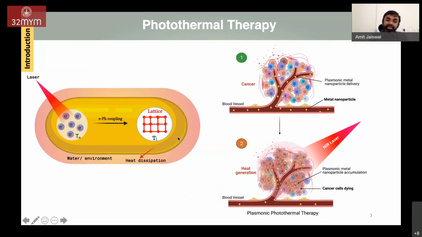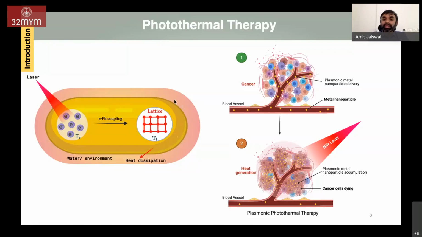As we know, when we prepare a nanoparticle, due to the size being in the nano range, we can achieve passive targeting to the tumor site by exploiting the enhanced permeation and retention effect, or the EPR effect. So even if you are not attaching any specific targeting molecule onto the nanoparticle, it still has a higher probability to accumulate at the tumor site because of the leaky blood vasculature.